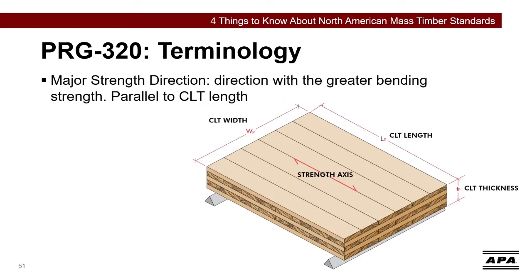The major strength direction is the direction with the greater strength in bending of the CLT panel. This is the direction the longitudinal layers are oriented, and the CLT length is always measured parallel to the major strength direction. In balanced layups, the major strength direction is the general direction of the wood fibers in the surface layers of the CLT panel.